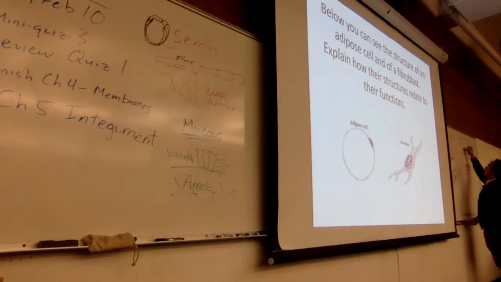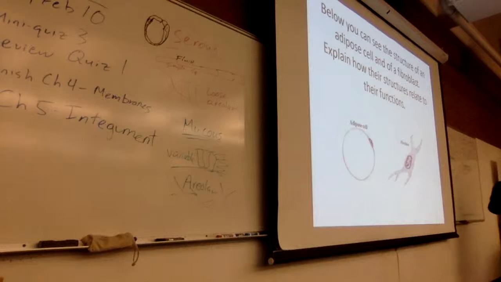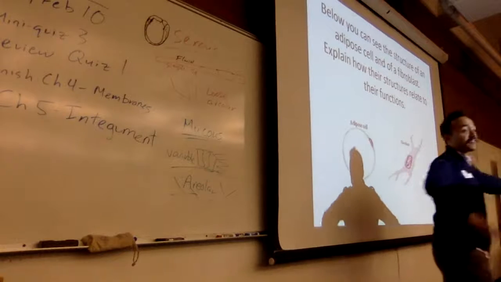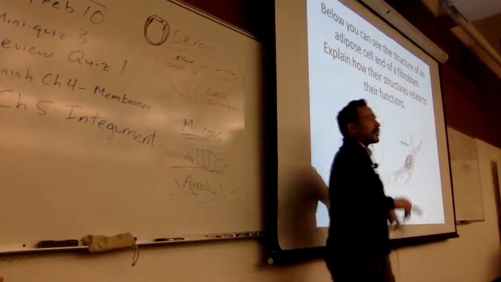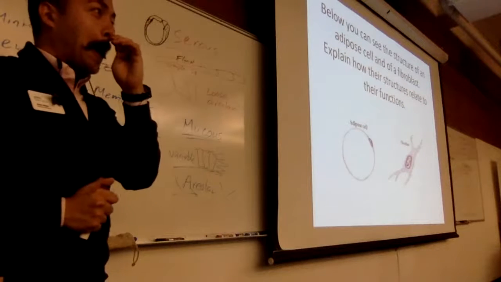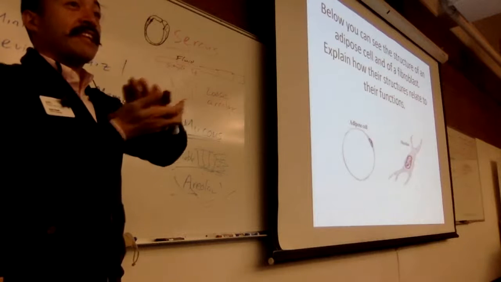Our fibroblasts have branched processes, branched structures, so that we can create a network of fibers. By having these branches, it's easier to create a network. We can send fibers in different directions all around it. Reticular means network. Yes.